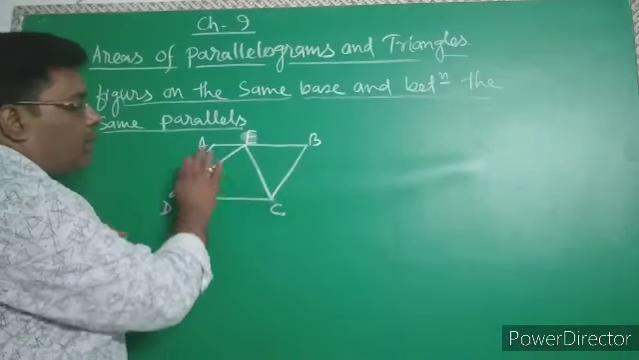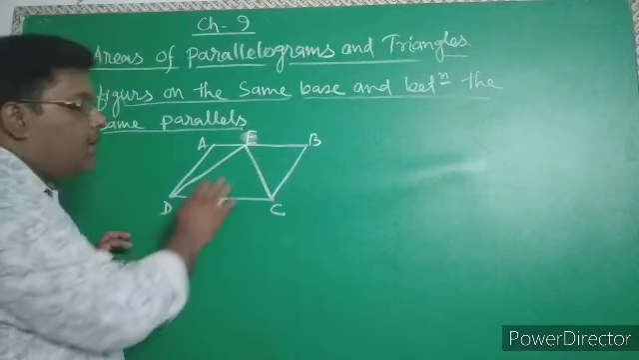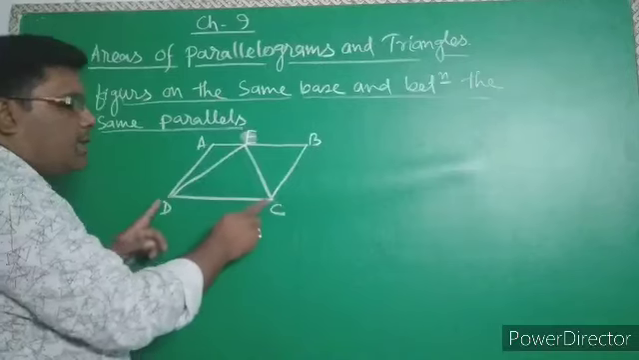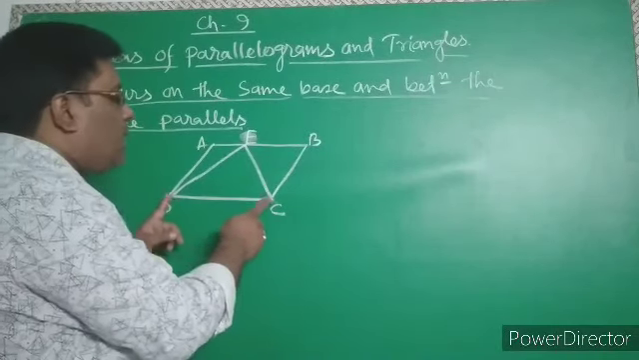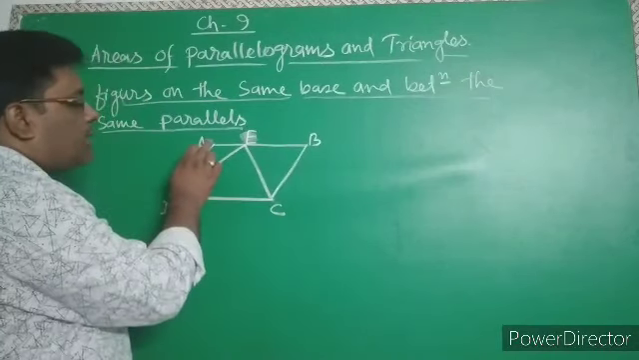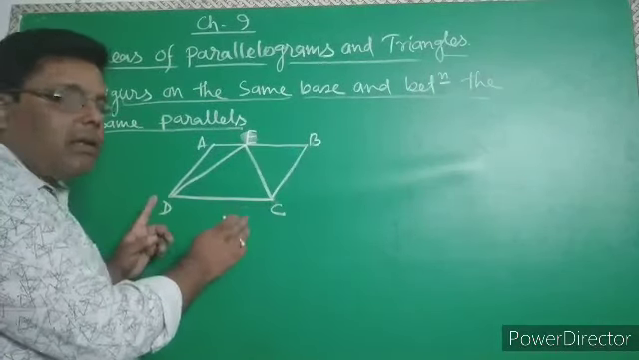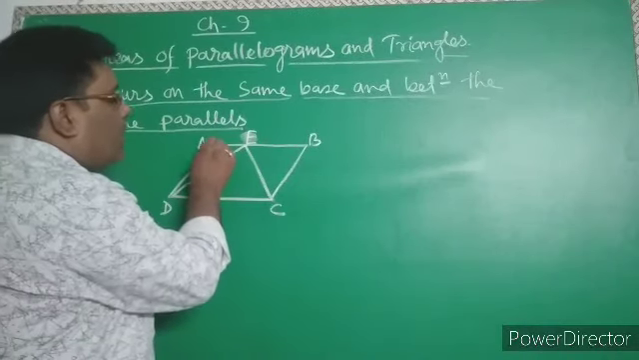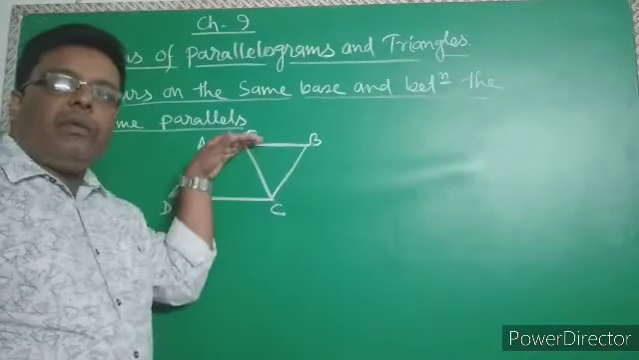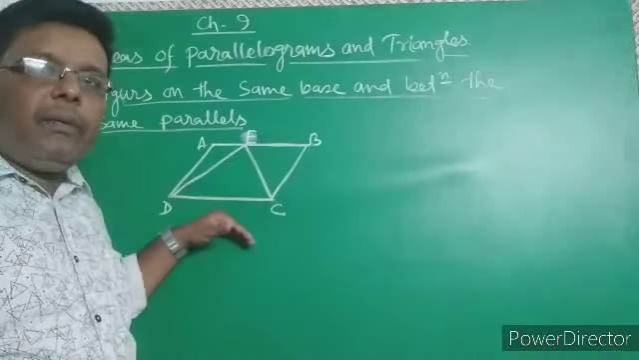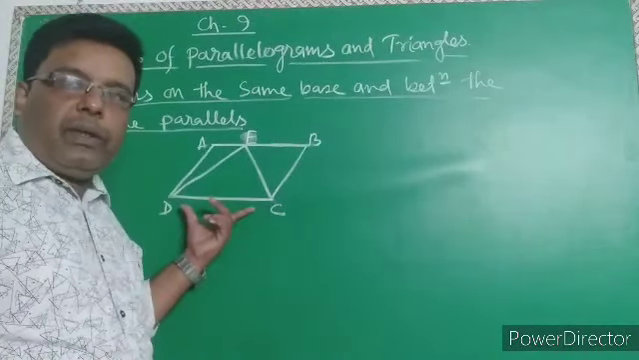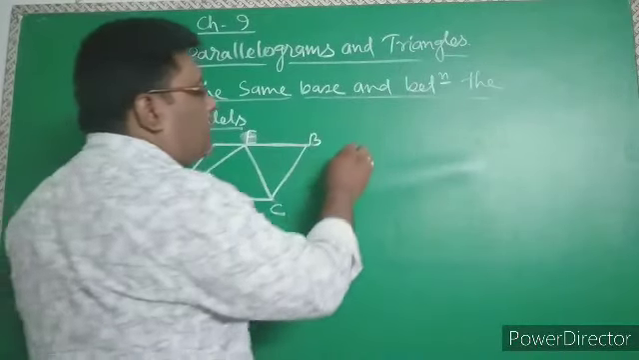Now, in both the figures ABCD and ECD, the base is the same. That is, the base is common. CD is the base, and the other vertices, that is, the vertices A and B of this parallelogram and E of this triangle, lie on this line. So both the figures, the triangle and the parallelogram, lie between the same parallels and have the common base.